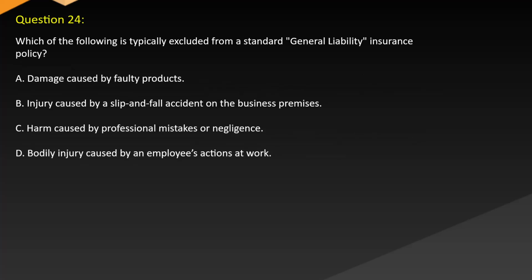Question 24. Which of the following is typically excluded from a standard general liability insurance policy? A. Damage caused by faulty products. B. Injury caused by a slip and fall accident on the business premises. C. Harm caused by professional mistakes or negligence. D. Bodily injury caused by an employee's actions at work.